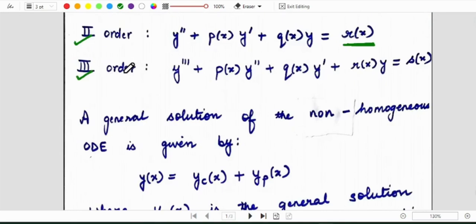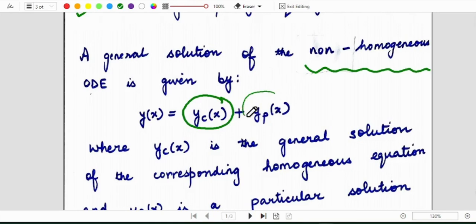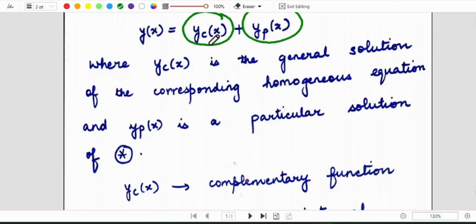Now let us see how we get the general solution of a non-homogeneous differential equation. There's a result which says that for getting the general solution, you have to calculate two components, yc(x) and yp(x). Let us understand what yc(x) and yp(x) are and why the solution looks like this. A general solution of a non-homogeneous equation looks like yc(x) plus yp(x), where yc(x) is nothing but the general solution of the corresponding homogeneous equation.